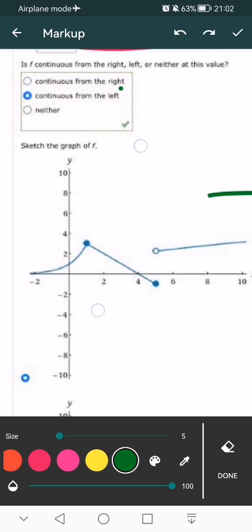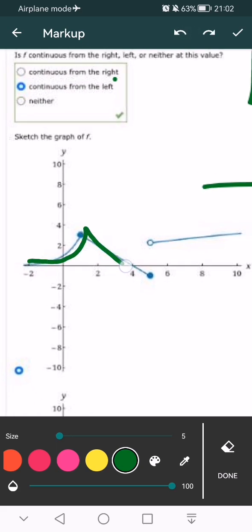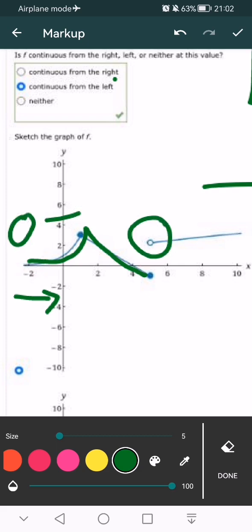Now let's see whether it is continuous from the right, from the left, or neither. As you see here it is continuous, but from where? From the left.